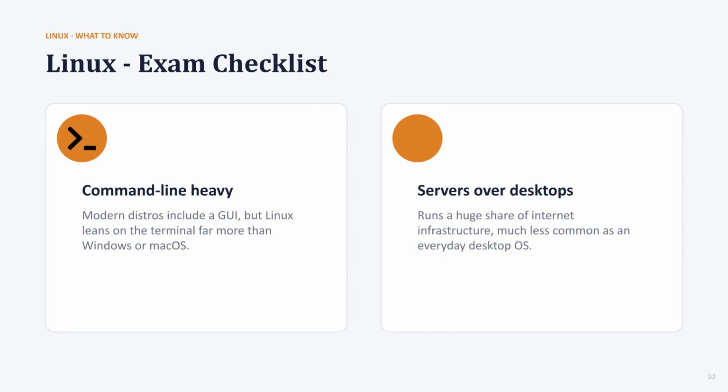Linux relies more extensively on the command line compared to Windows or macOS, although contemporary distributions provide graphical user interfaces. Linux is widely used on servers and supports a significant portion of the Internet's infrastructure. As a desktop operating system, it is less prevalent among general users, primarily due to its steeper learning curve.